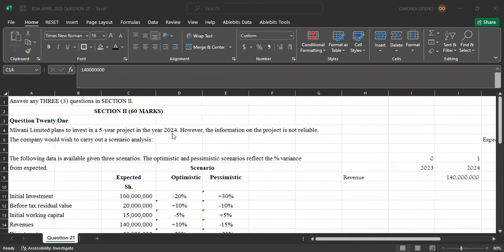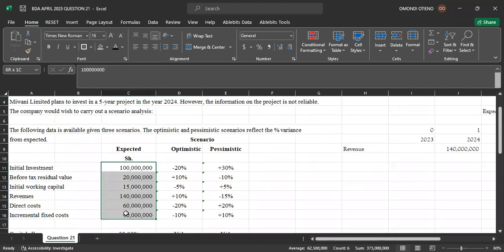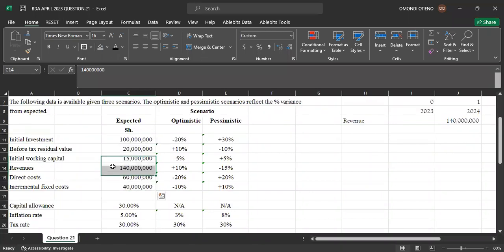So now what we are given here, in 2024, we are given the values. The revenue here is received in 2024, but the initial working capital will be invested at the beginning of that year. So at the beginning of that year, that is 2024, we are having an initial investment of 100,000.